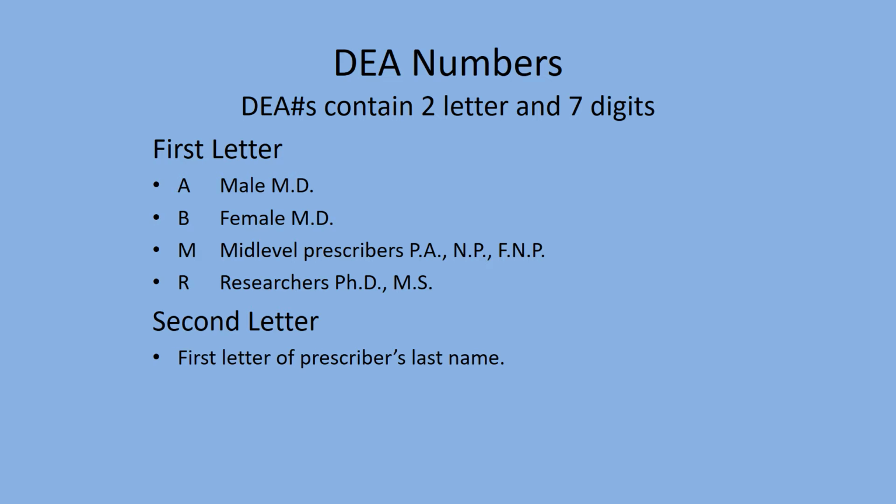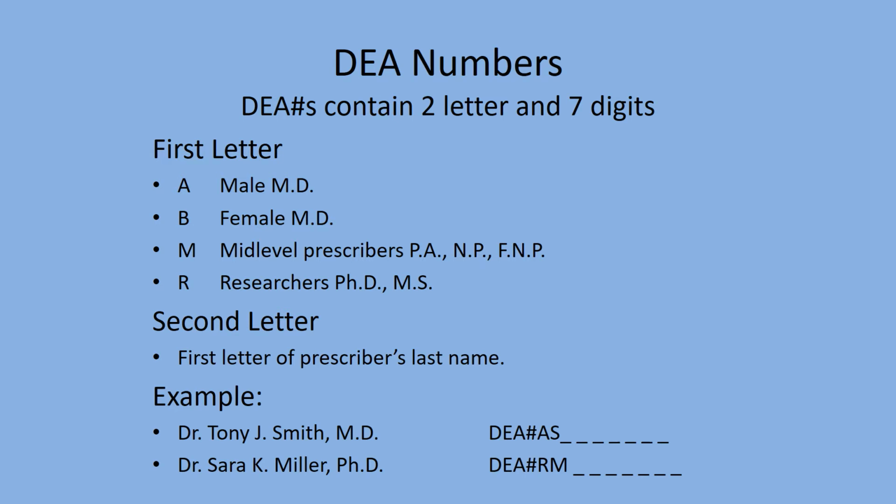To determine the second letter of a DEA number, look at the prescriber's last name. The second letter of the DEA number will be the first letter of the prescriber's last name. For example, Dr. Tony J. Smith, MD, his first two letters would be AS. A for male doctor, S for Smith. For Dr. Sarah K. Miller, PhD, the first letter in the DEA number would be R. Notice the degree, PhD. Even though the title is doctor, most likely the PhD would be a researcher. So the first letter would be R. The second letter would be M for Miller.